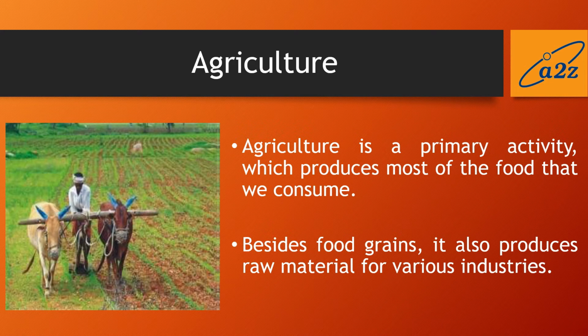Agriculture. Agriculture is a primary activity which produces most of the food that we consume. Besides food grains, it also produces raw material for various industries.